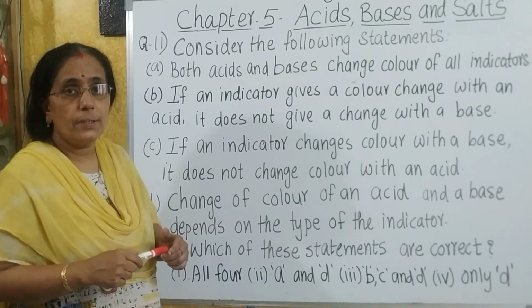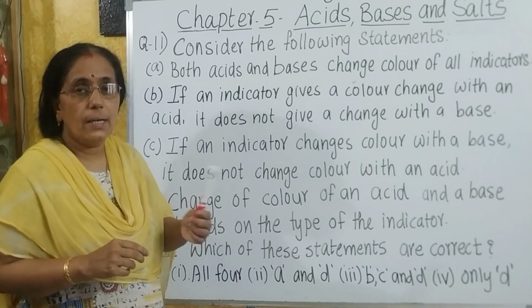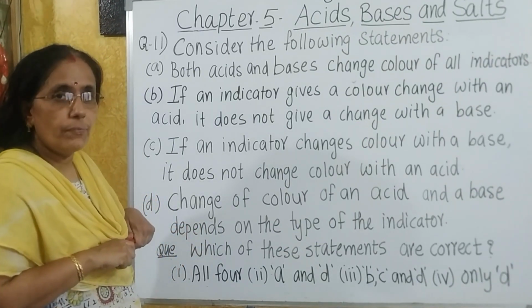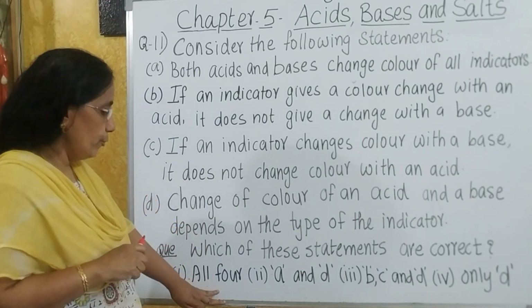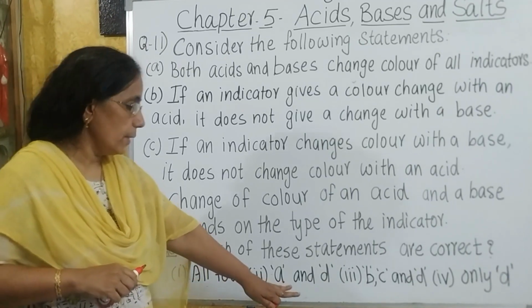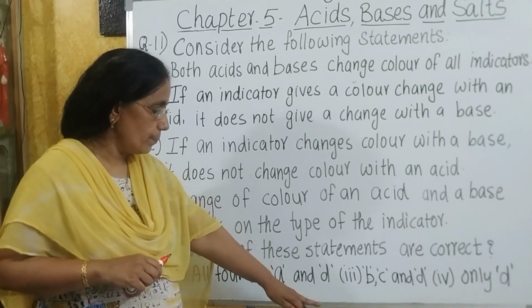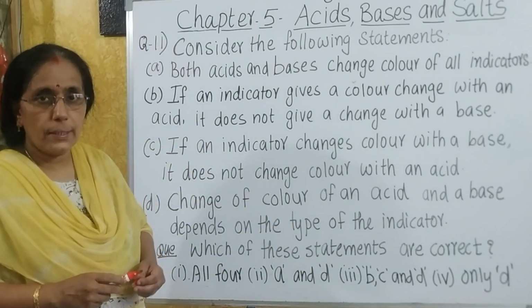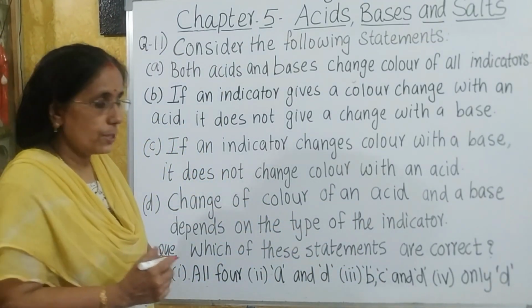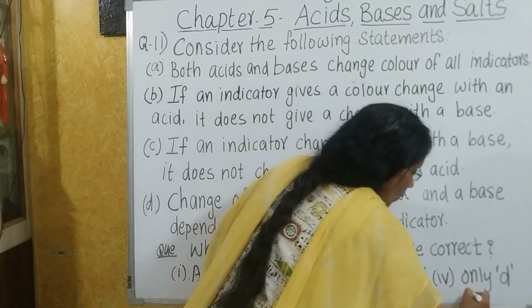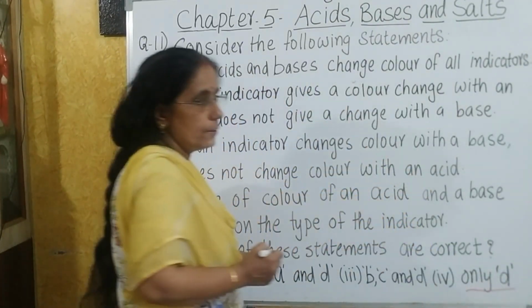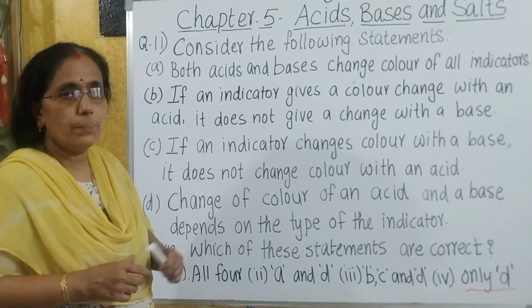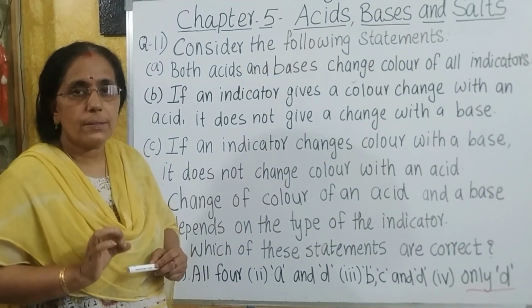Depending on the type of the indicator, acid and base give different colors. So, out of these given options, all 4 is not correct. A and D is also not correct. B, C and D, that is also not correct. So, which is the correct option? It is only D. Only the 4th statement is the correct statement.